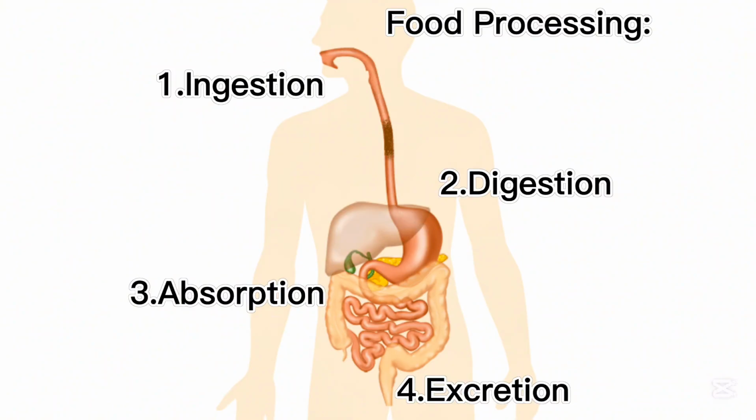Whatever our diet, humans need to process food. So food processing involves ingestion, digestion, absorption, and lastly excretion. Ingestion is the act of feeding, the act of eating. The second stage of food processing is digestion, and digestion means the breaking down of complex food into simple form. After the digestion, the absorption takes place and undigested food is excreted out.